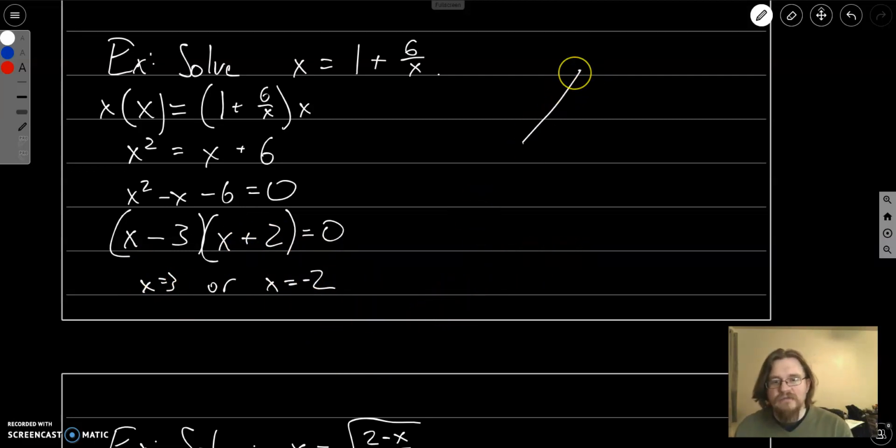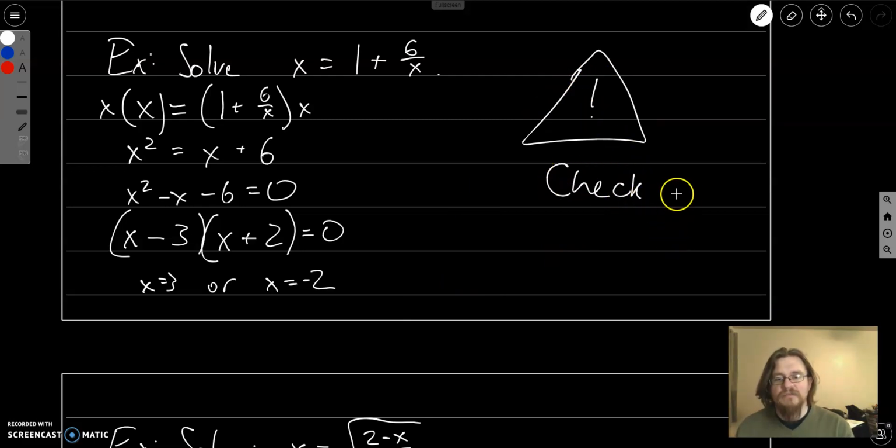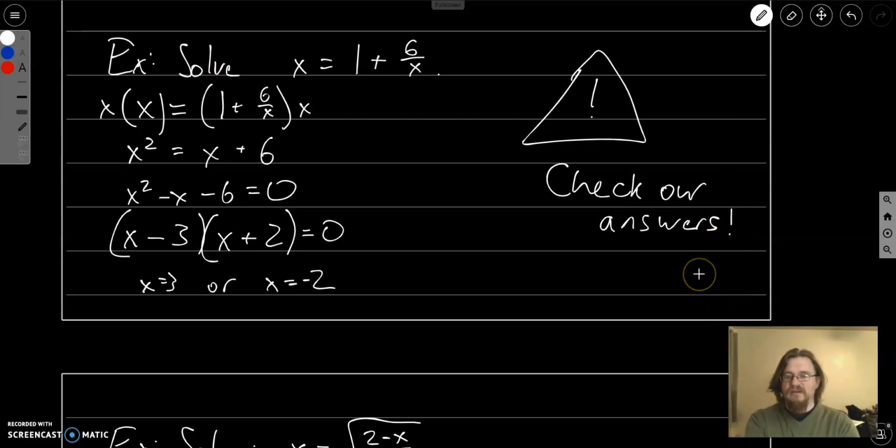And here I want to give a very big warning. We need to check our answers. And why am I saying that we need to check our answers now, as opposed to before when we weren't checking our answers for just regular polynomials? This is because for polynomials, the solutions will always exist. If we find solutions to a polynomial, they are solutions to that polynomial.